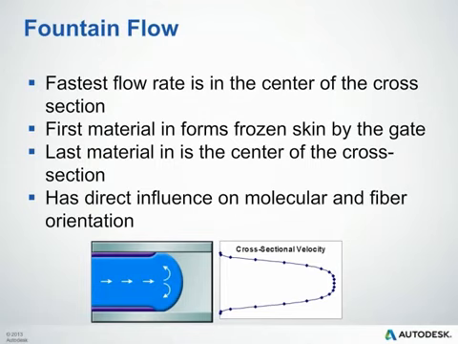So plastics are going to show something called fountain flow behavior. The fastest flow is typically going to be in the center of the cross section. You can see from our image below how the polymer is flowing into our cavity, and then the graph on the right is showing the cross-sectional velocity. The first material in is hitting the mold wall and freezing, so it has a velocity of 0. And as you can see, the center has the highest velocity for us. This, of course, does play a large role in not only molecular but also fiber orientation within our part.